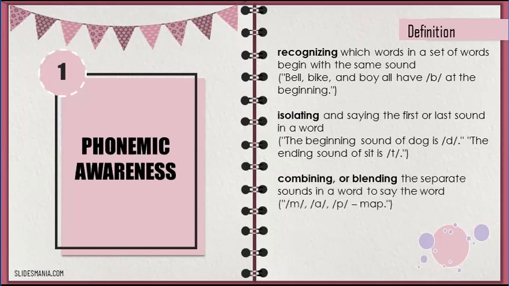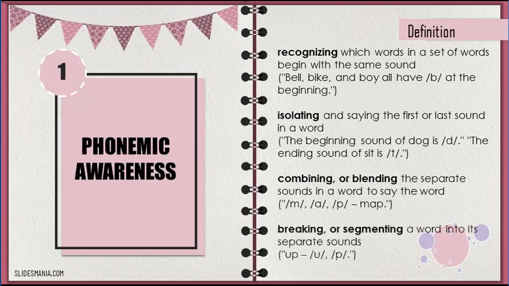Next, we have combining or blending the separate sounds in a word to say the word. So the sounds m, a, and p is read as map. And last, breaking or segmenting a word into its separate sounds, like the word up consists of the sounds u and p.